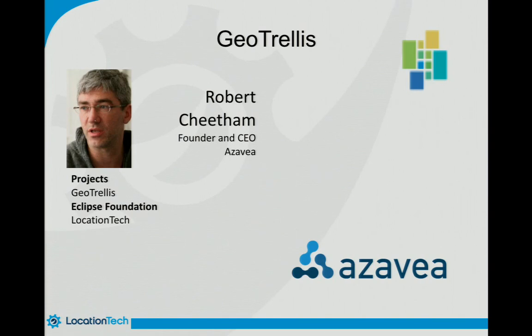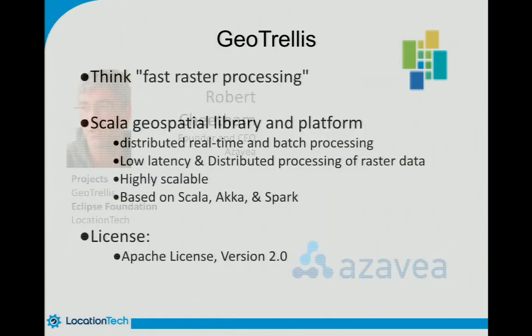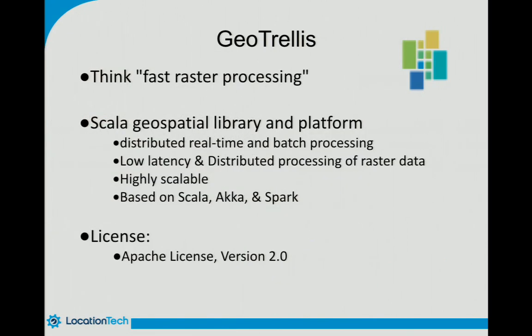Next project I'd like to talk about is called GeoTrellis. GeoTrellis is a project I'm very fond of. It really focuses on fast raster processing. Once again, it's another Scala project, and it tends to be built on a different stack. It's built on Spark, I think, is the main focus. And it's an Apache 2 license.